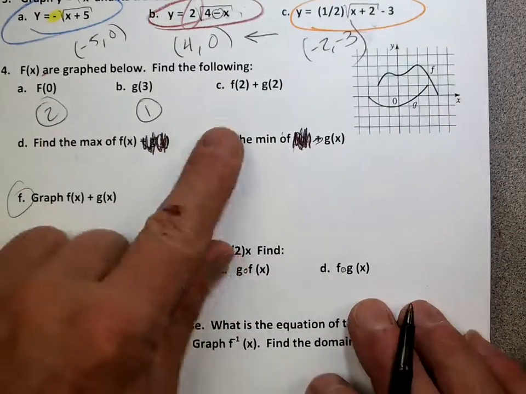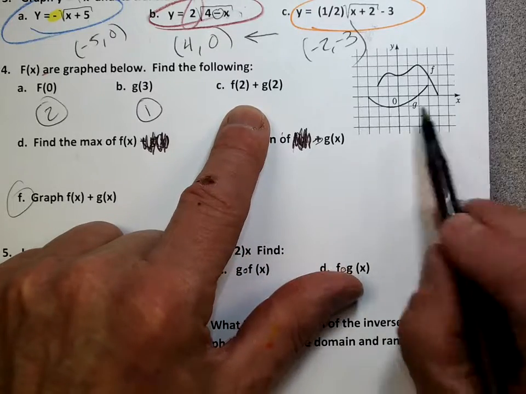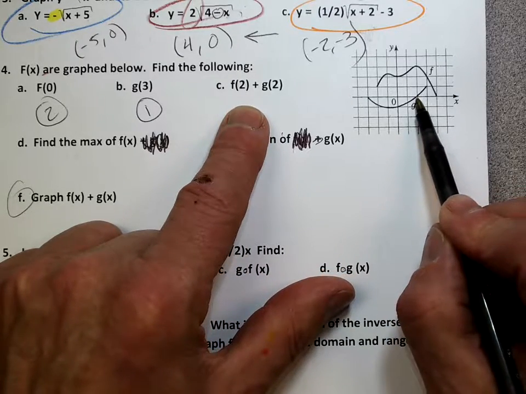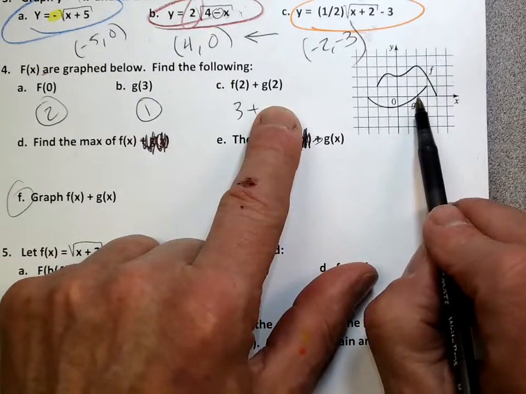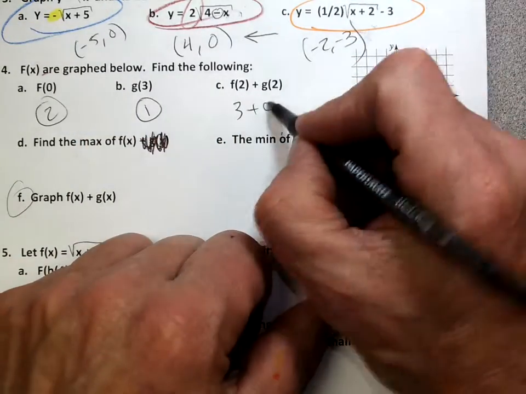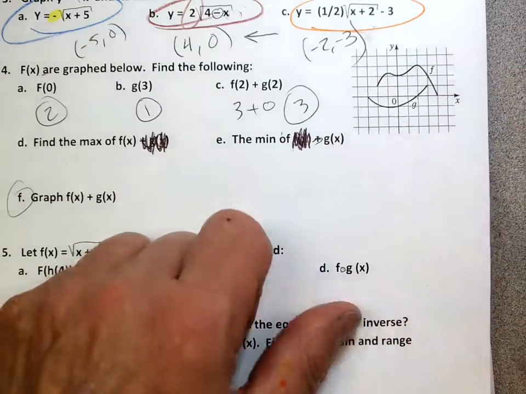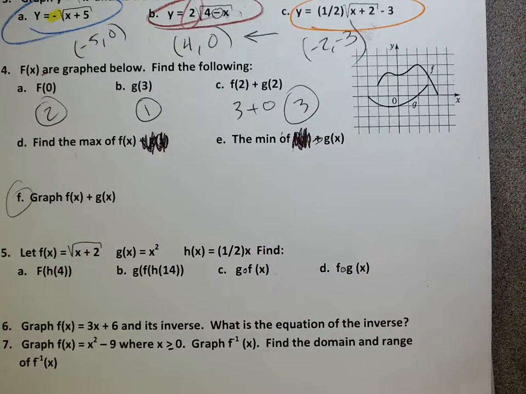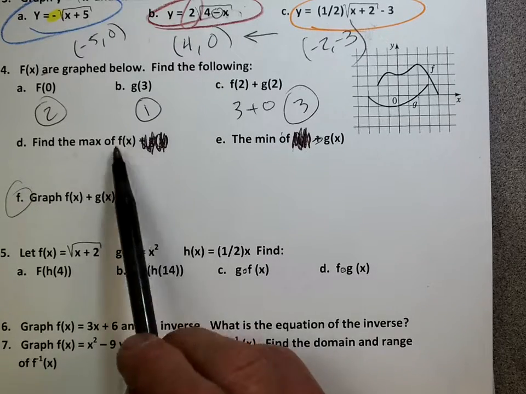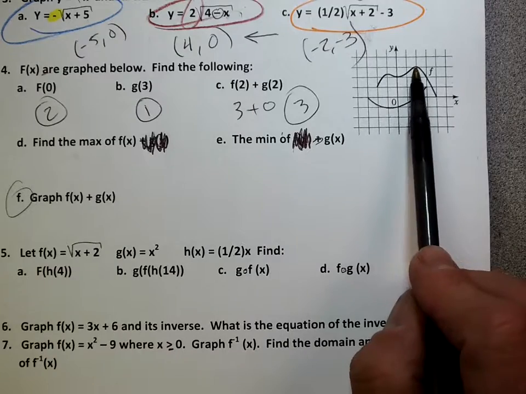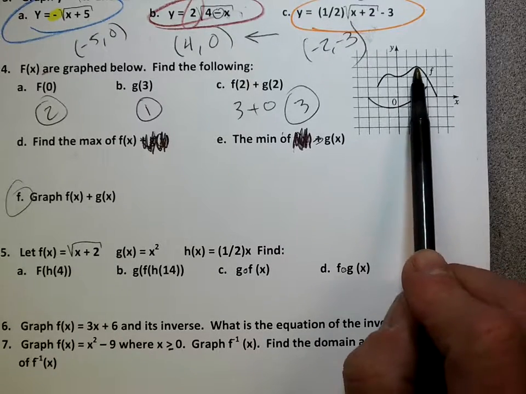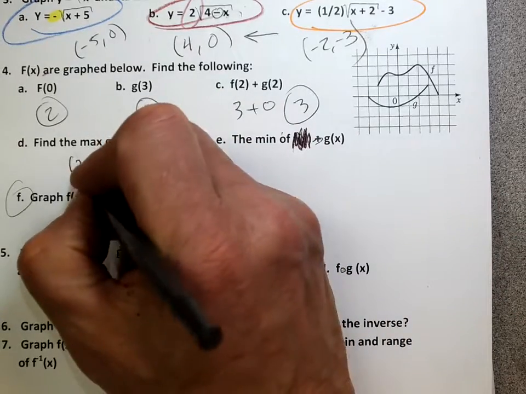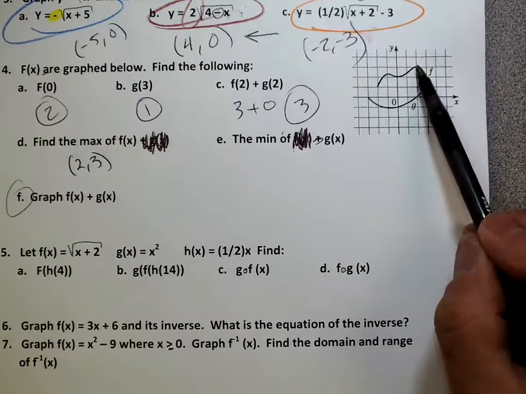f of 2, let's find 2. And what's the height of the f graph at 2? 3. Plus, find 2 on the graph. What's the height of g? So 3 plus 0 is easy peasy lemon squeezy. The max of f of x is right there, isn't it? And that's at the point 2, 3. Everybody agree that the max of f of x is there?